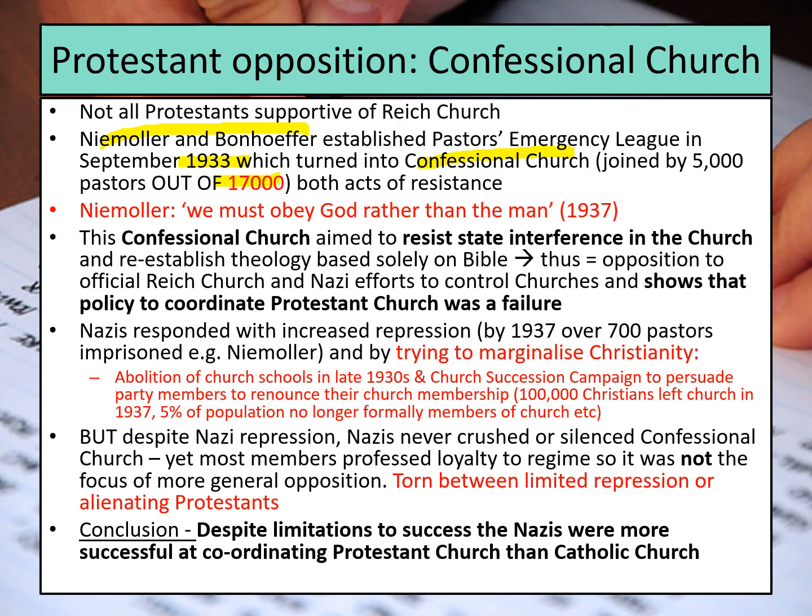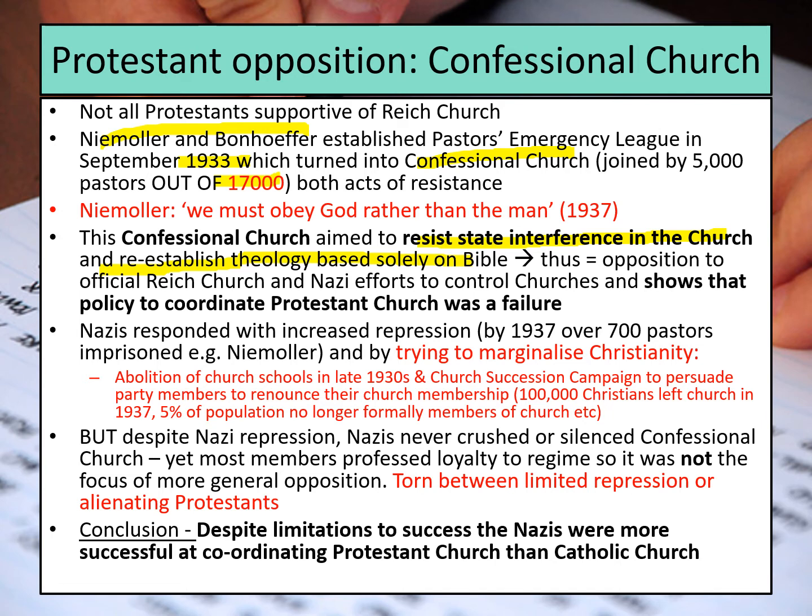Now, Niemöller talked about how we must obey God rather than man, and they would generally oppose the idea that the state had interfered with the church, and they believed that it should be separate to the Nazi state. So they generally resisted state interference in the church and wanted to re-establish theology based solely on the Bible. They didn't like things like the Aryan paragraph. They wanted people to be able to convert to Christianity and not be persecuted based on that.